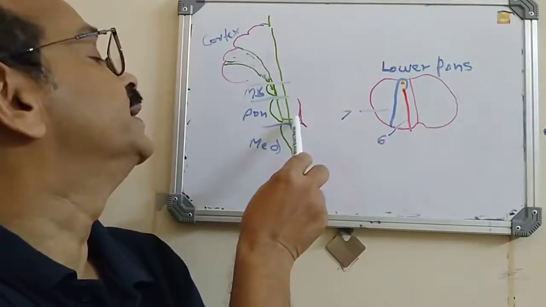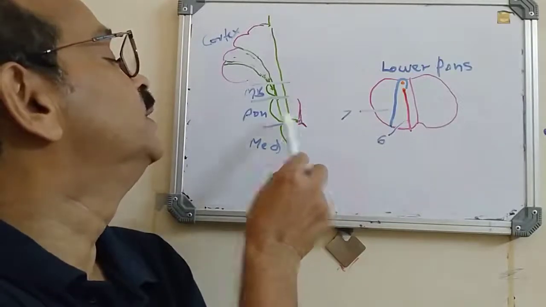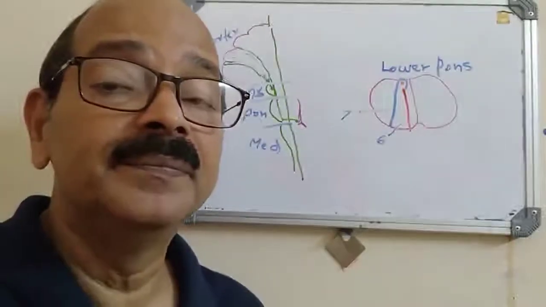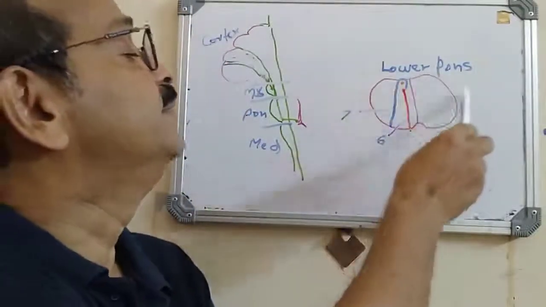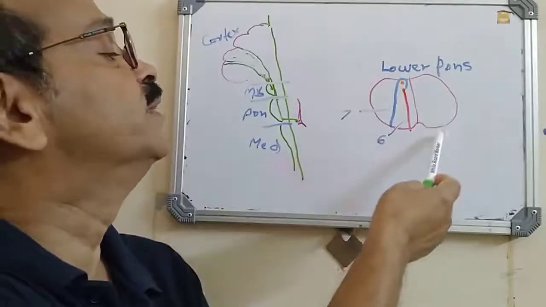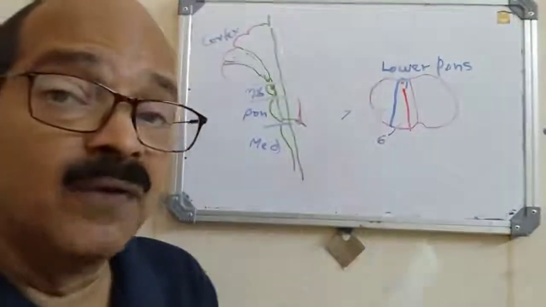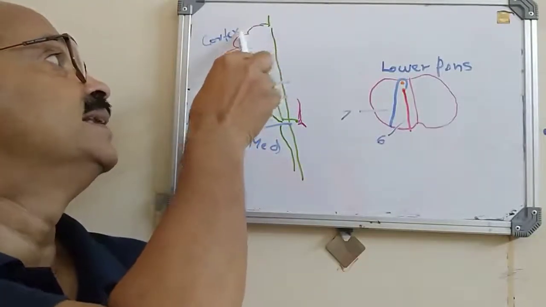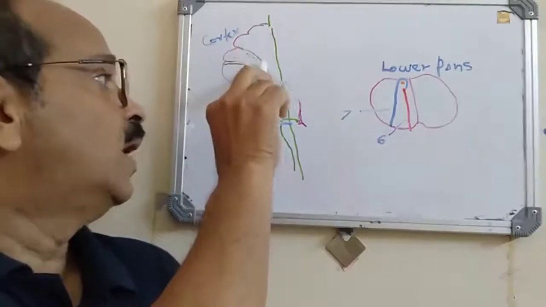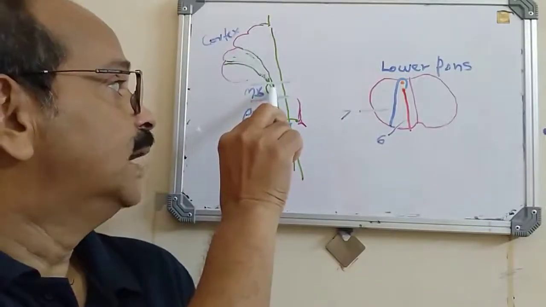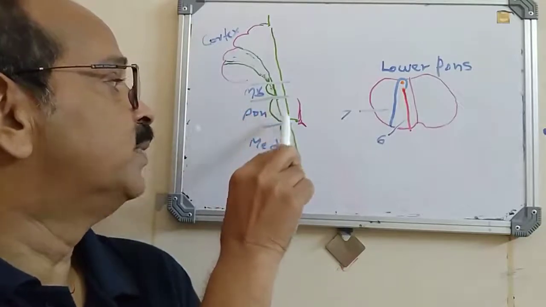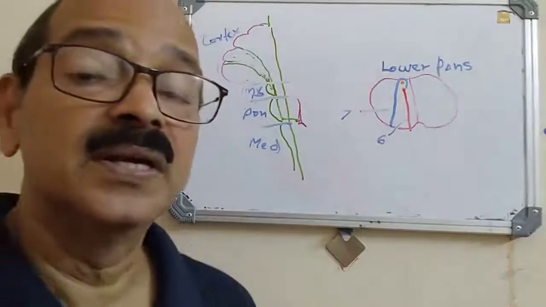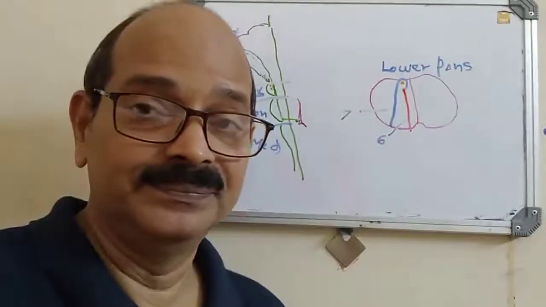And here are the nuclei, on the opposite side, in the lower part of the pons. Where exactly in the lower part? It is here. I have drawn a cross section of the lower pons here. So an involvement anywhere from the pyramidal area in the precentral gyrus, down to the midbrain, upper pons, mid pons, if there is an involvement of this fiber, this is called a UMN type of facial palsy.